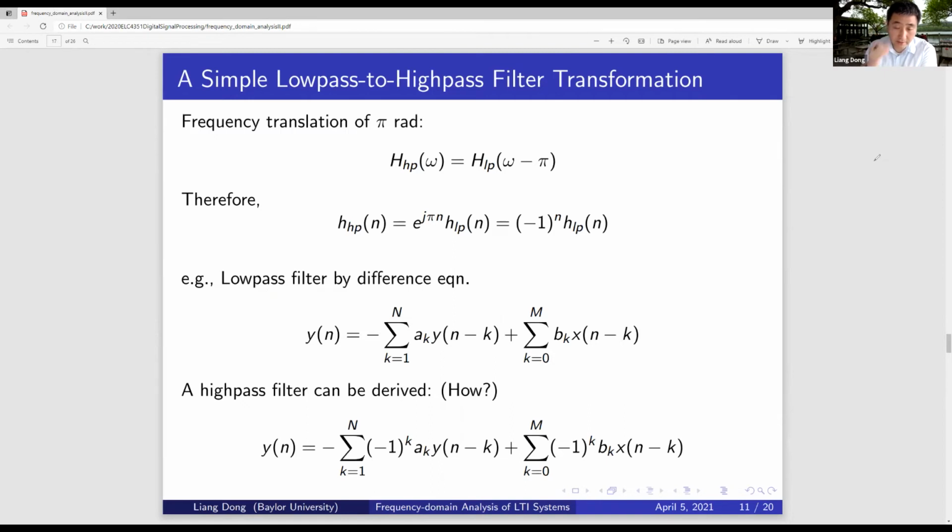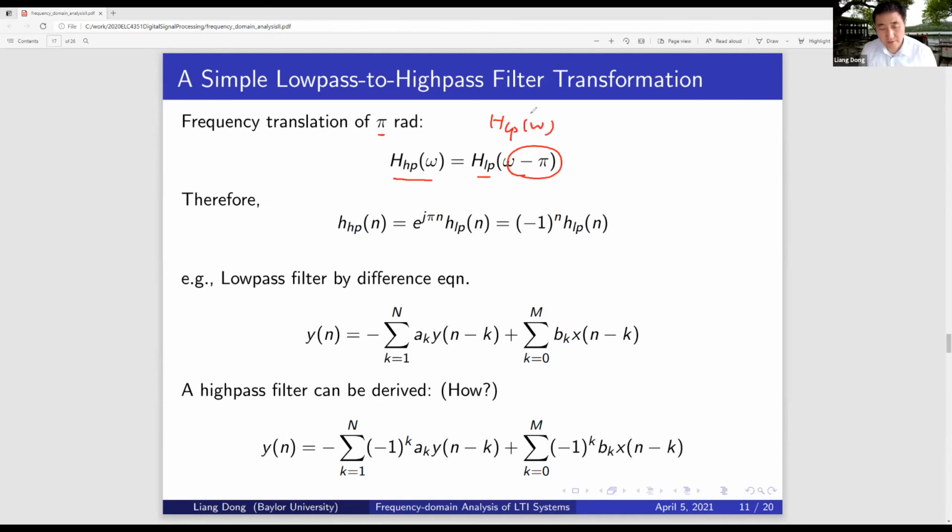Now, if I have already designed a low pass filter, or if you have been given a low pass filter, I don't need to redesign everything. I can do a simple transformation and transform the low pass filter to the high pass filter. How can we do that? Let's say a frequency translation of pi. So the high pass filter equals the low pass filter, but you change the variable omega to omega minus pi.